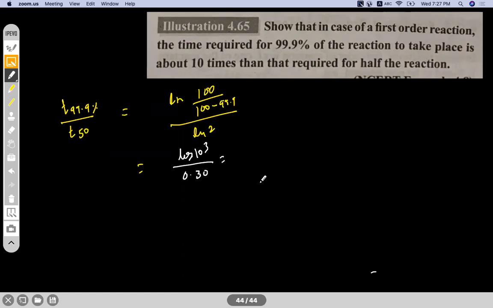That's right. So I'm getting 3 log 10 divided by 0.3, right? So we are getting 10 here. So T 99.9% is 10 times of T50. Very simple, you can do this.